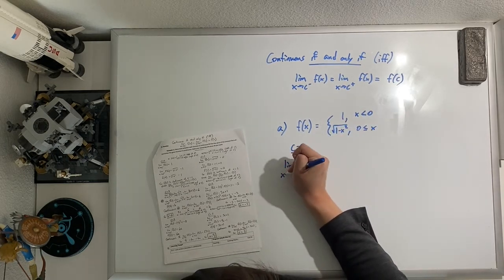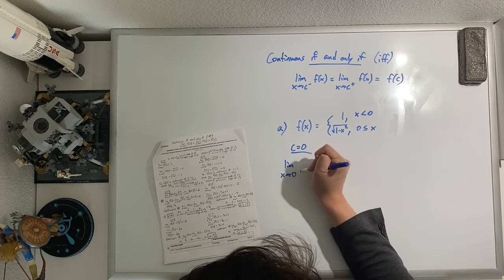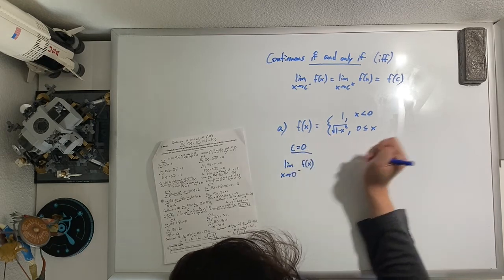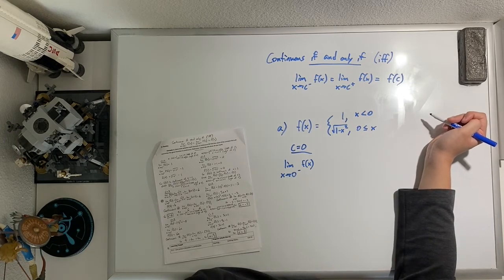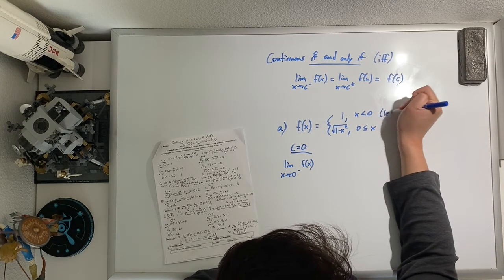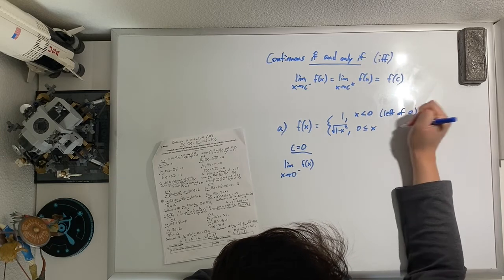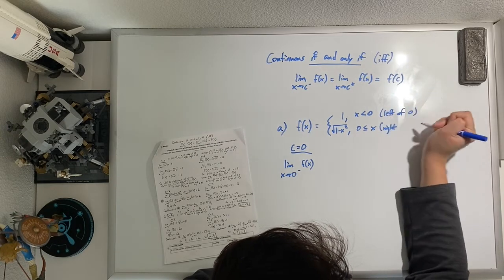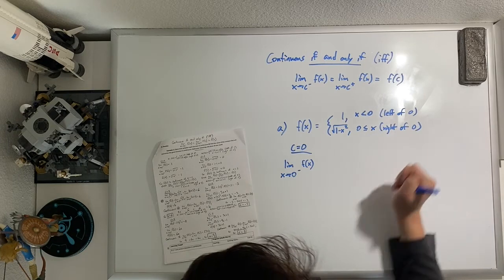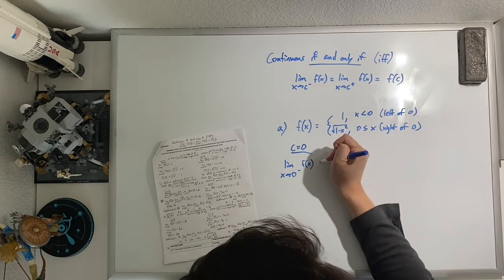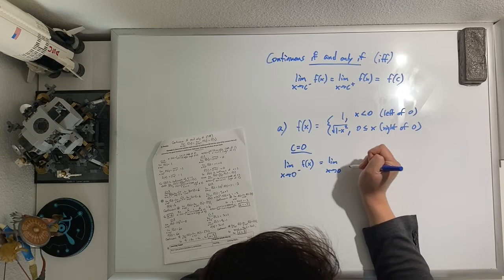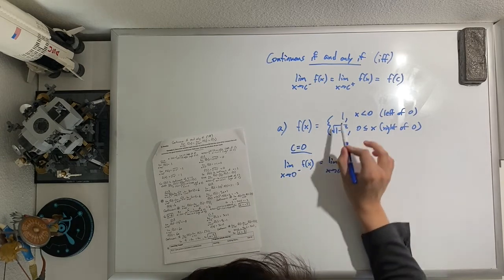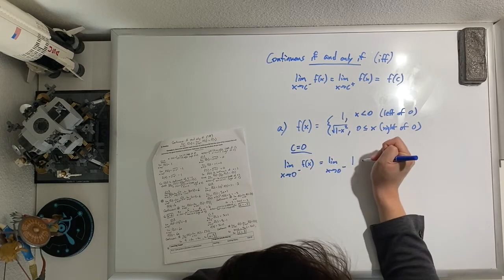function value? The limit from the left of 0, which piece are we considering there? To the left of 0, that means x is less than 0, so the top piece. That means the bottom piece, x is greater than or equal to 0, is to the right of 0. So we have the limit as x approaches 0 from the left, and we're looking at the top piece of the function, which is 1.